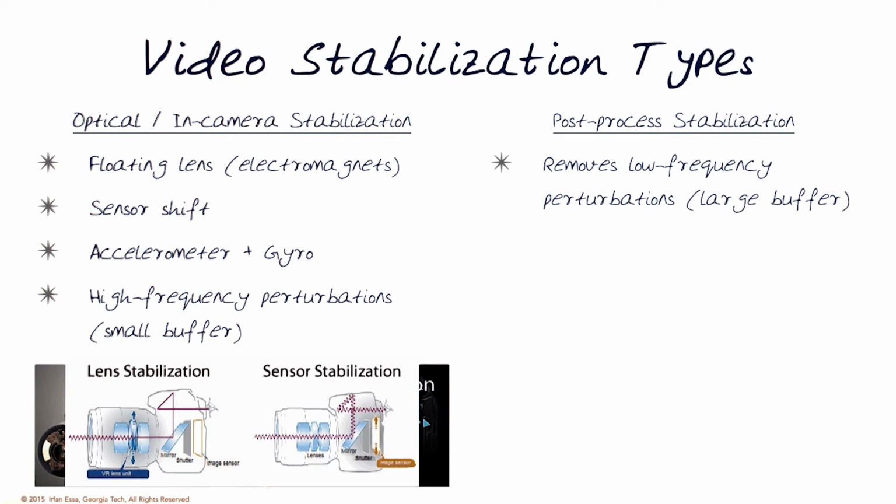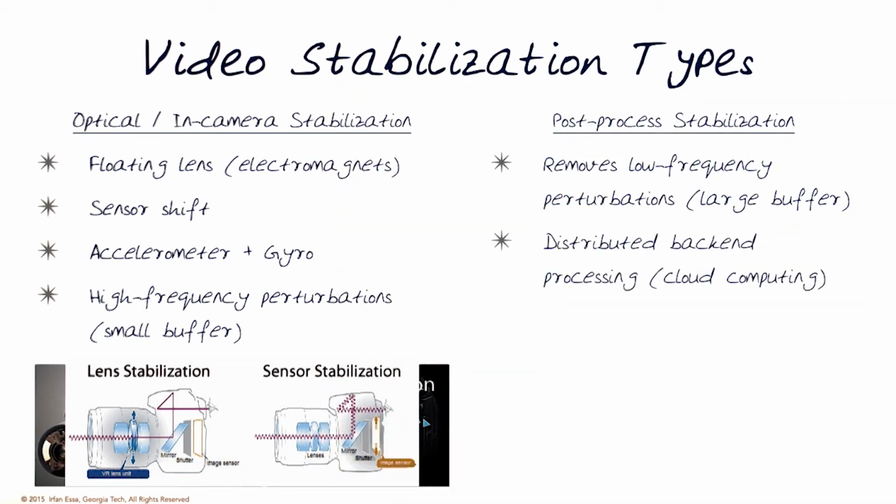In the case that we're talking about, we'd like to also consider post-process stabilization. That is, that removes the low frequency perturbation, large buffer. So for example, in the case of the jogger that we saw in the marathon, the head motion was relatively slow. That's the very kind of low frequency motion, and we'd like to get rid of that. That means we need to keep a bigger buffer. That can only be done as a post-process. That is, after all the video is done, uploaded or saved, we run the process on it afterwards. This can be done actively in the camera itself.